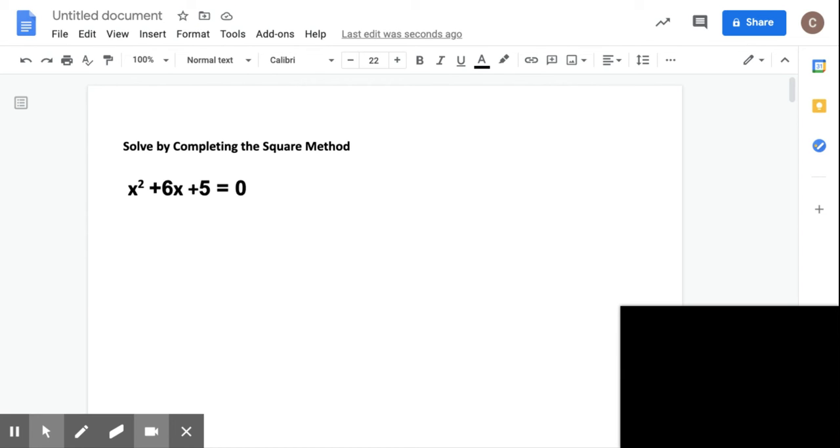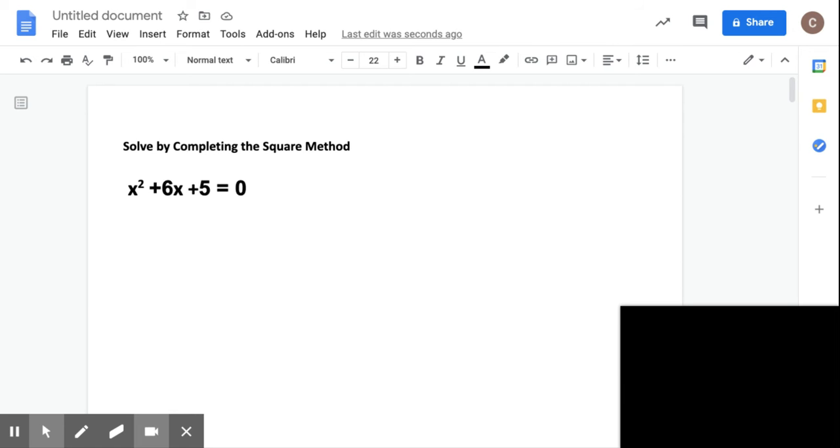Okay, guys, we're going to solve this quadratic equation by completing the square. When I work through this equation, I'm going to ask you a lot of questions. I'm going to give you time to pause and really think, and I want you to give me an answer. Even if you're sitting at home by yourself, I want you to make this a real experience.